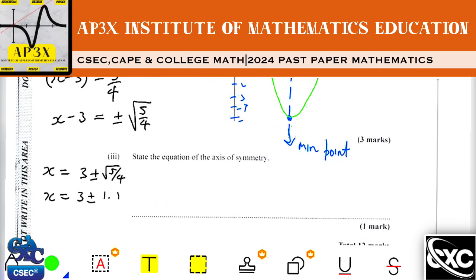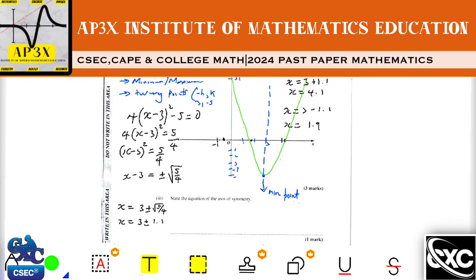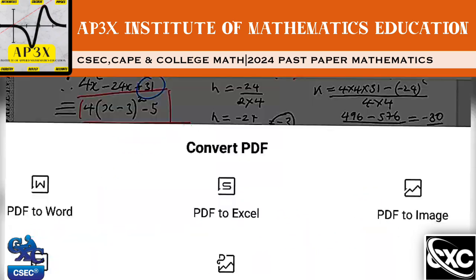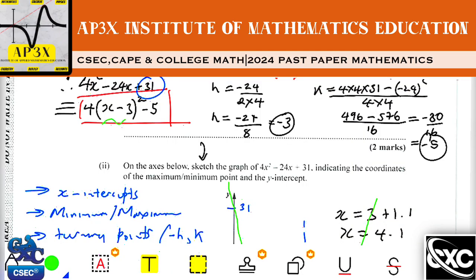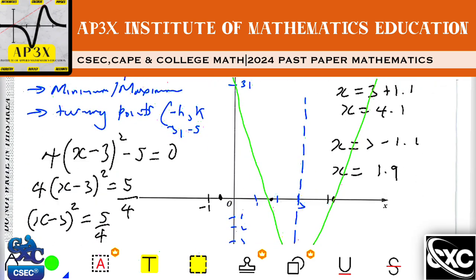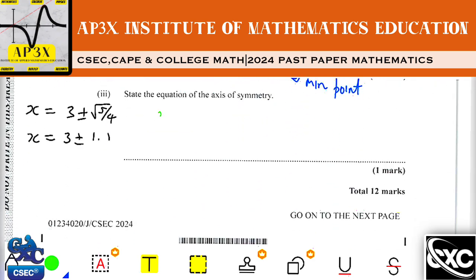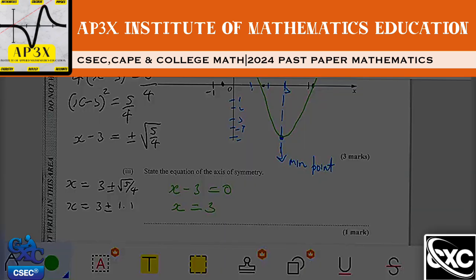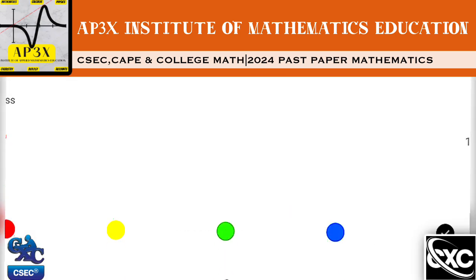Now it says here that we're to state the equation of the axis of symmetry. The equation of the axis of symmetry can be found right here in the middle. So that's x minus 3 is equal to 0. The axis of symmetry equation is that x is equal to 3, which we had already established in this blue line here when we constructed it. That is the axis of symmetry. So that ends that question, pretty good.